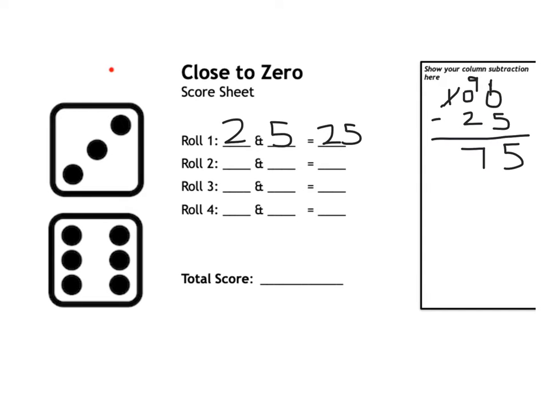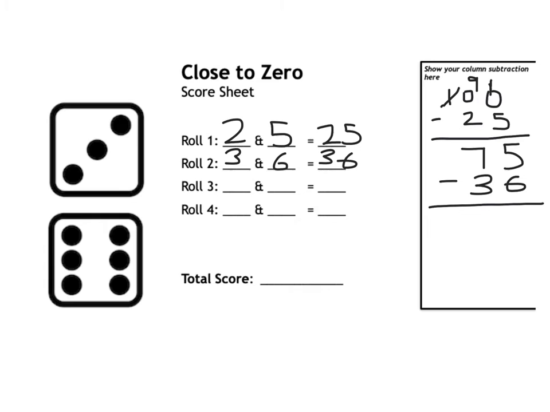And this time I roll a 3 and a 6. So I'm going to write the numbers that I roll in here, and I'm going to make that 36. So now I've got 75, I'm going to take 36 away from it. So I start by looking at my ones column, and it tells me to go 5, take away 6. I can't do that. If I've got 5 things, I can't take 6 away.